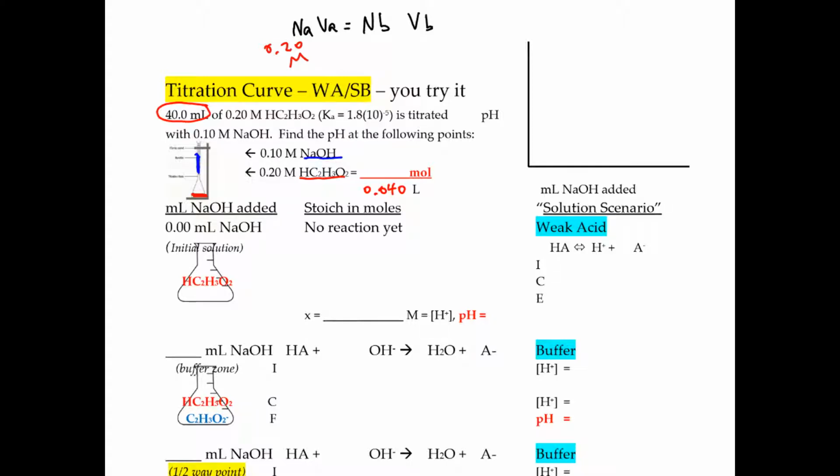And you know what? I'm going to use millimoles just for contrast, and it makes things a little easier right here. So anyway, that's going to be 40 milliliters. So that's going to be millimoles, comes out to be 8 millimoles. So that's how much I have in the flask.